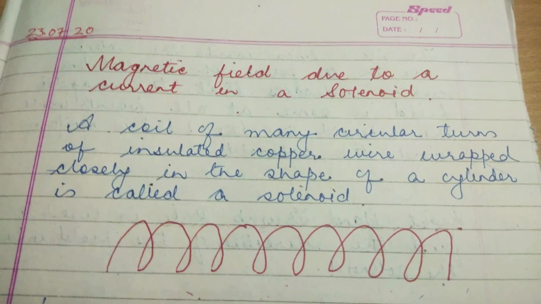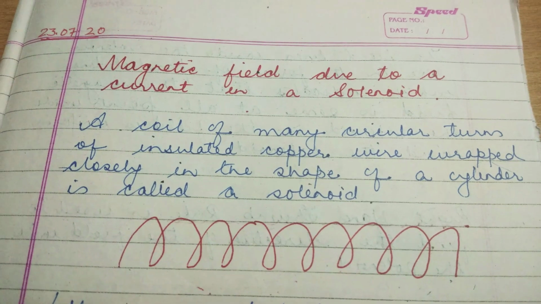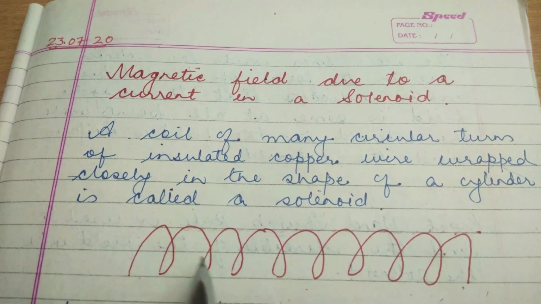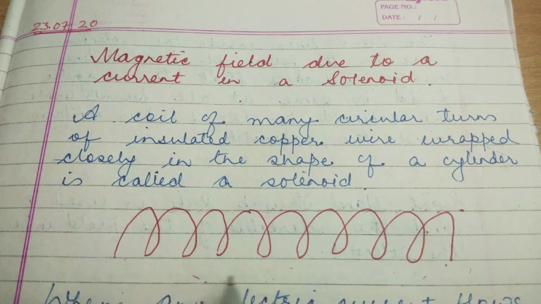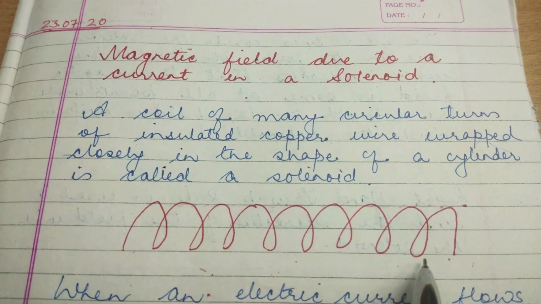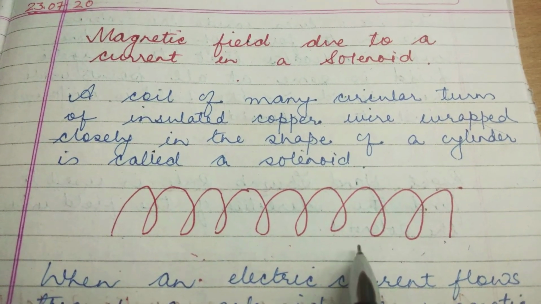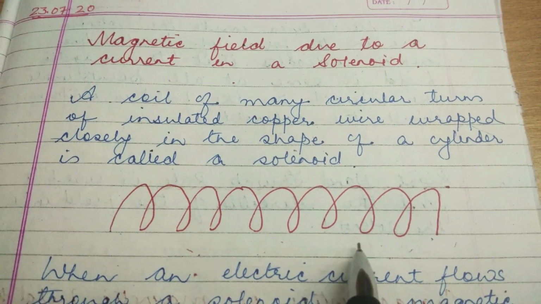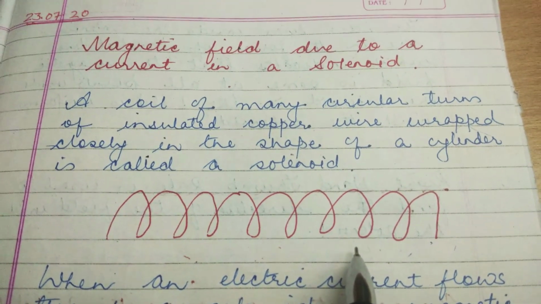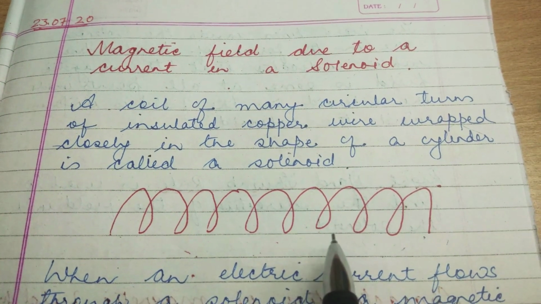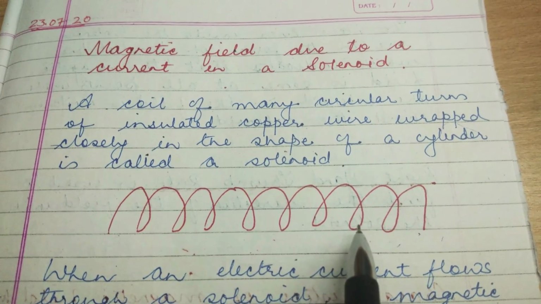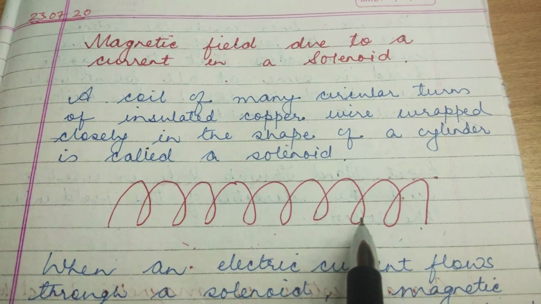Now, what is a solenoid? A solenoid is a coil of many turns of an insulated copper wire wound in the shape of a cylinder. Its length is very much greater as compared to its diameter. You all must have seen the spring of a pen. It resembles that of a solenoid.